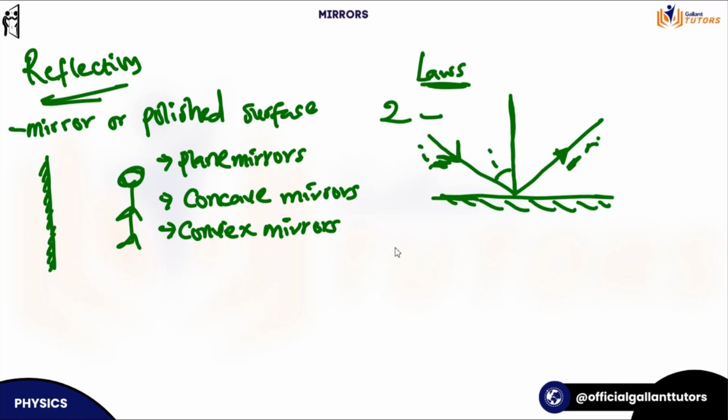Now, what is the second law? The second law states that the angle of incidence, this is the angle of incidence, is equal to the angle of reflection. Meaning that i degrees is equal to r degrees, or maybe theta, the same thing. Do you get the concept? Now let me try cleaning this part. Okay, let's talk about plane mirrors real quick.